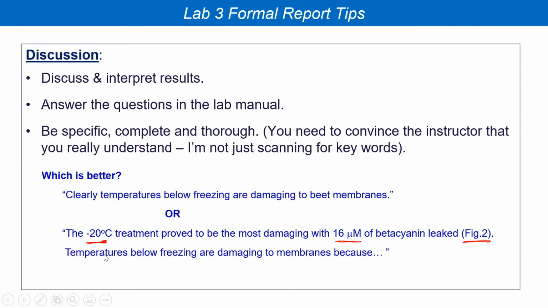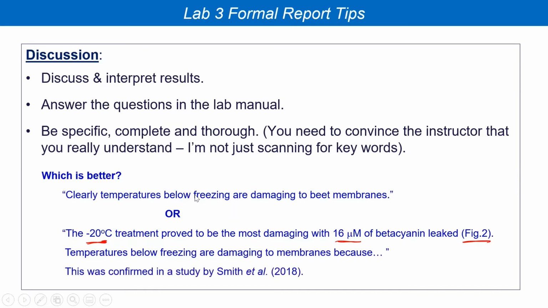Also in your discussion, like I said, you're going to attempt to explain why you're seeing what you're seeing. So you can see there's another sentence: temperatures below freezing are damaging because... You're going to look for some answers on that and try to explain what you think is going on. And it doesn't hurt to spend a little bit of time Googling these kinds of things, or taking a look at your class notes or textbook and seeing what you can find around membranes and temperatures, because you're going to find some answers there. Probably people who've thought about this before.